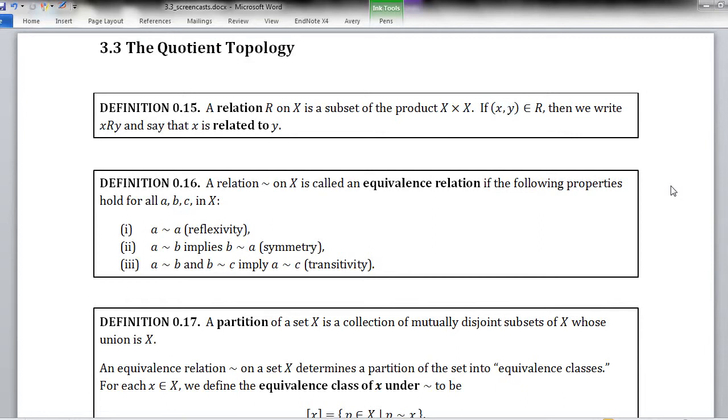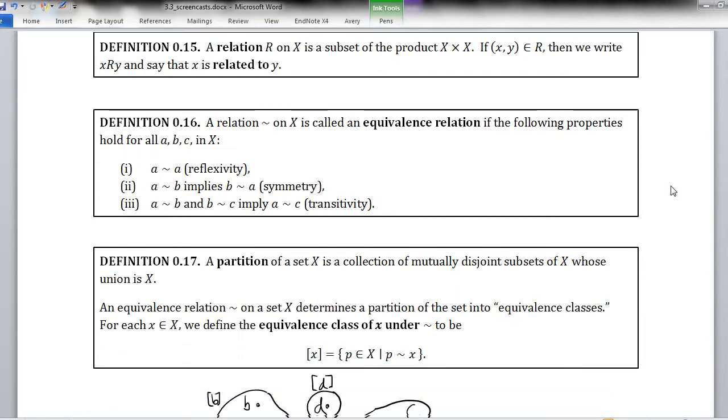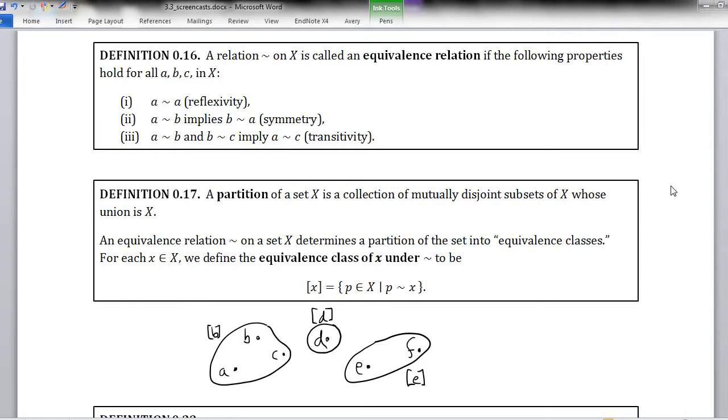Definition 0.16, a relation on X is called an equivalence relation if the following properties hold for all elements a, b, and c in X. 1, reflexivity, 2, symmetry, and 3, transitivity. You've seen all these properties before, and you've encountered a number of equivalence relations in your studies. Equality, for example, congruence or similarity of geometric shapes, isomorphism of vector spaces. So that's the sort of thing we're going to be looking at.